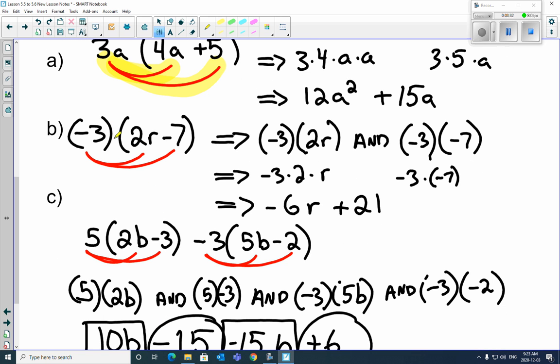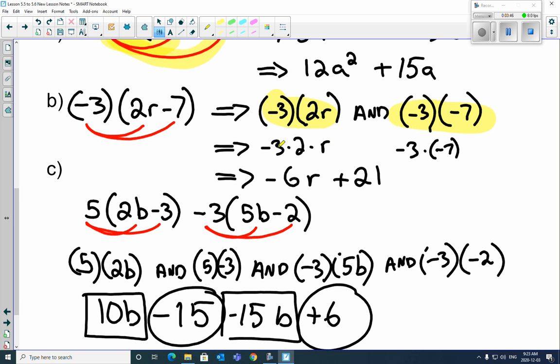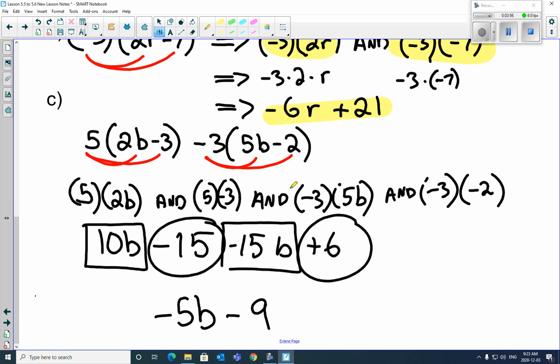Another one here, negative 3 out the front, and a 2r minus 7. So the negative 3 times 2r. There it is, right here, negative 3 times 2r. And the negative 3 times negative 7. So here, negative 3 times 2 is negative 6. R is just by itself. Negative 3 times negative 7 is positive 21. There it is right there. So negative 6r plus 21. Oh boy, look at these. They're starting to get complex. It's really not. It's just you've got to keep yourself organized when you do this.